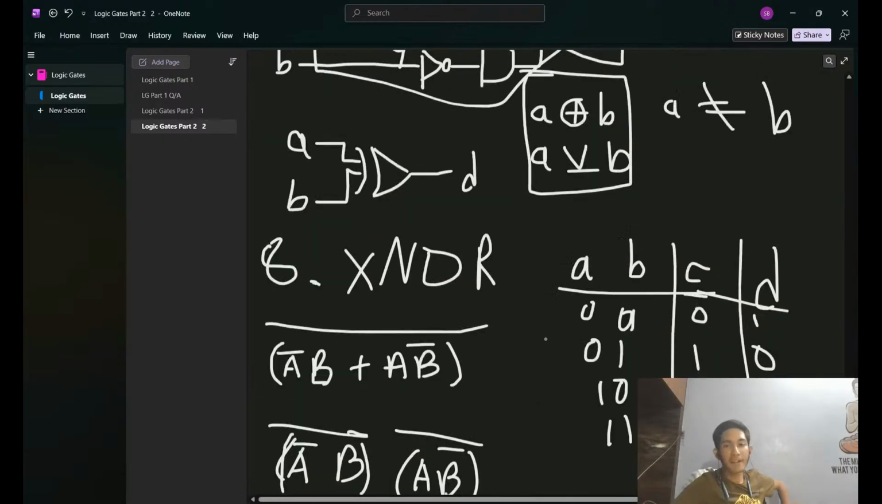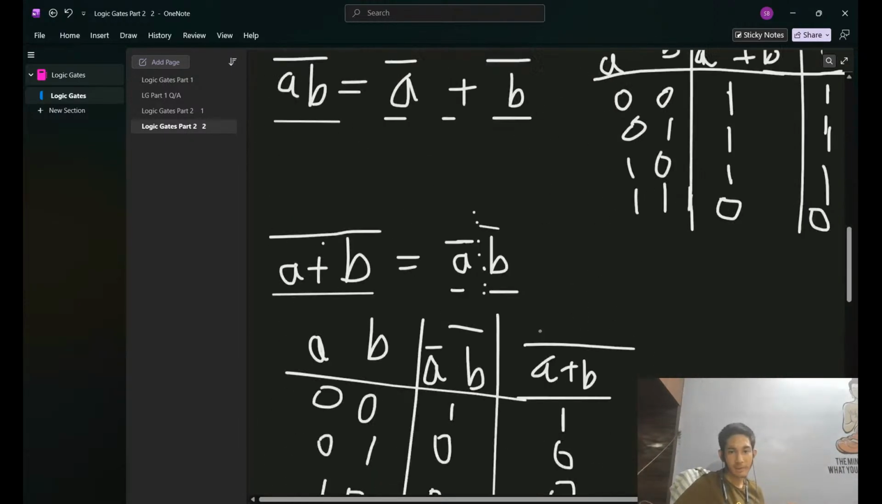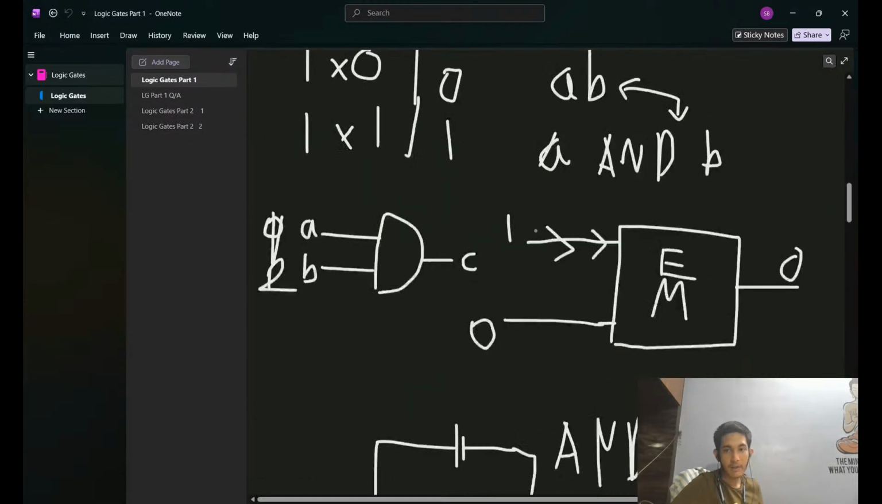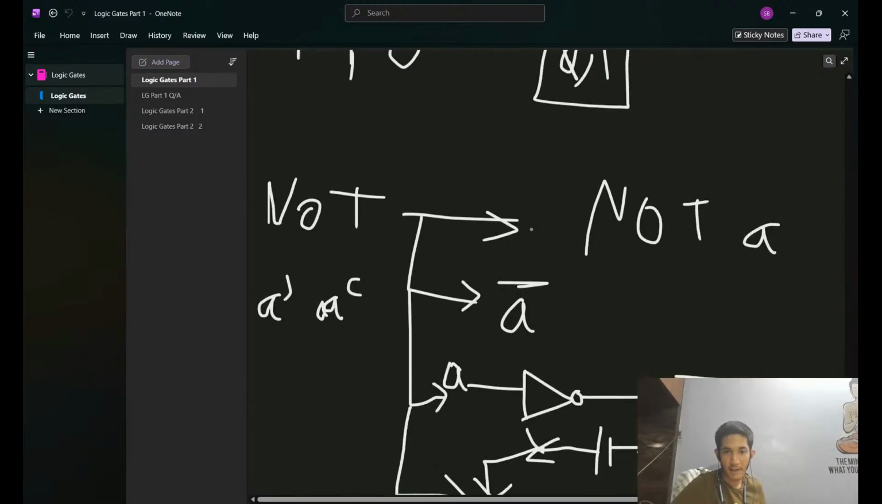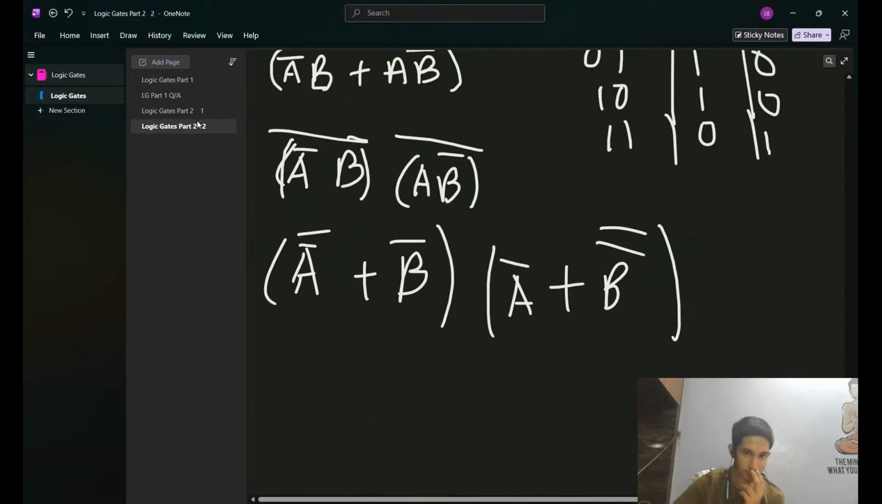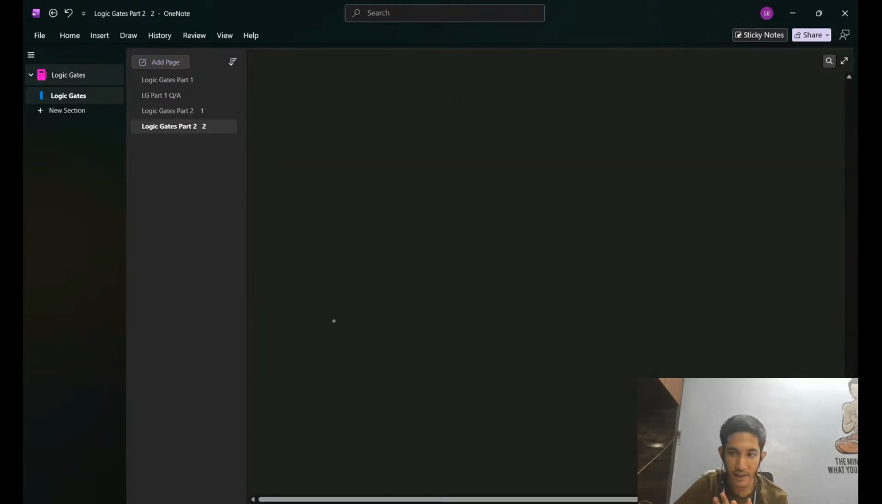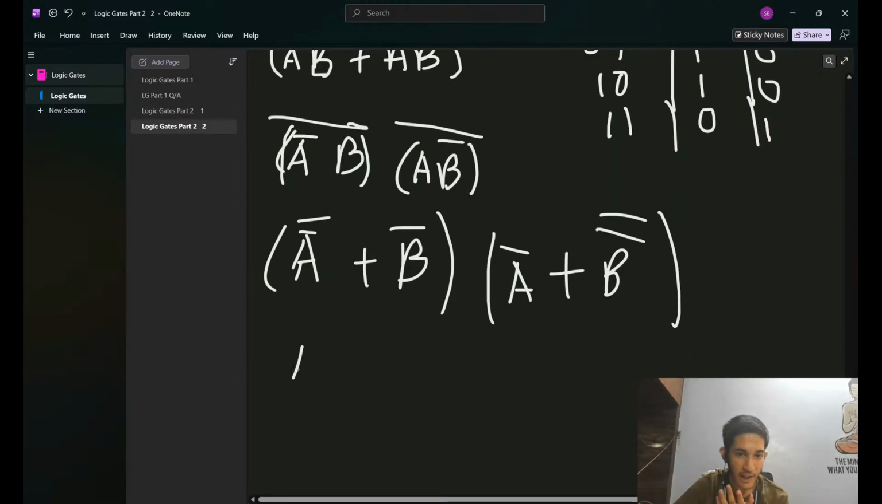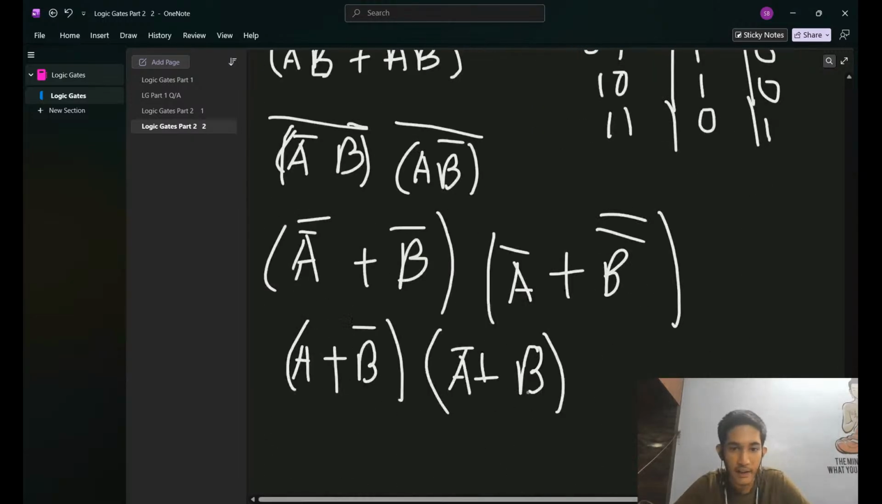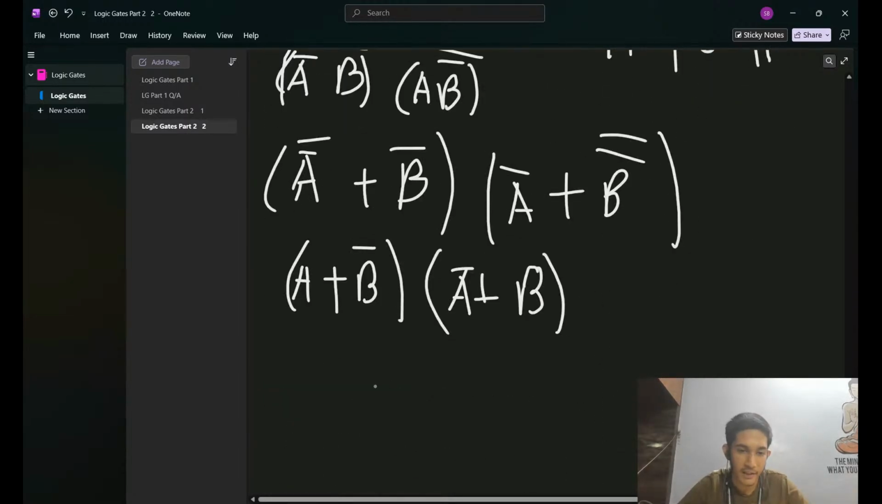Now here's the thing. As you know, inverting a number will give you the opposite number, right? As the NOR gate shows here. So inverting that number again would give you the previous number. That's like two negatives canceling out to make a positive, right? This is A plus B NOT times A NOT plus B.